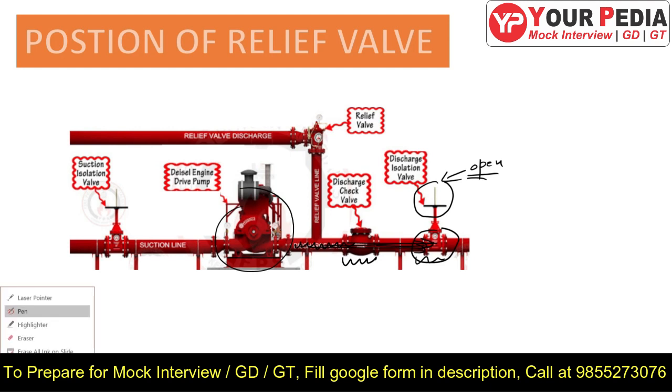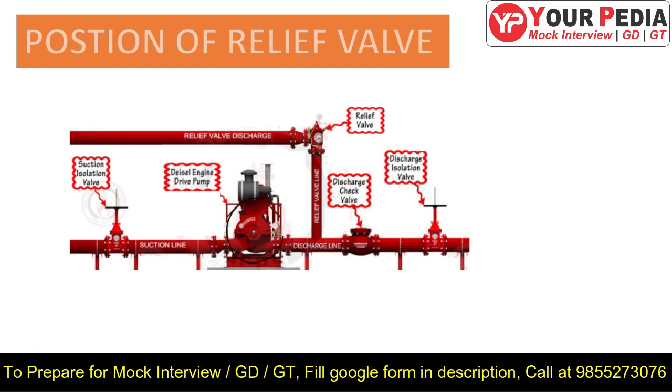or it will damage the pump also. That is why between the pump and your check valve we have applied a relief valve, so that if due to any reason flow is not able to go in the forward direction, the flow will be directed to this relief valve line, which is also called a safety valve. It works at a certain pressure: when pressure rises above a certain value, the excess pressured fluid will discharge to this line and go back to the suction line. So this is the position of the relief valve. I hope you get the idea.